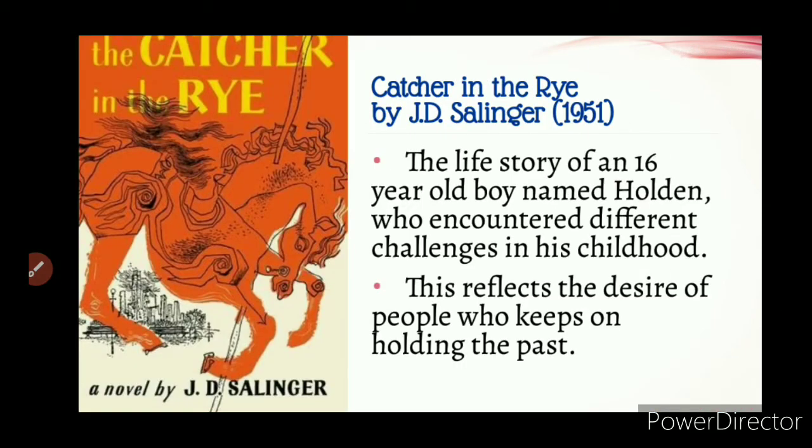So one example of a story with coming of age theme is The Catcher in the Rye by J.D. Salinger. This is about the life story of a 16-year-old boy named Holden who encountered different challenges in life. The author shows the different experiences of Holden starting from his childhood until he grows up. So this defines coming of age theme.